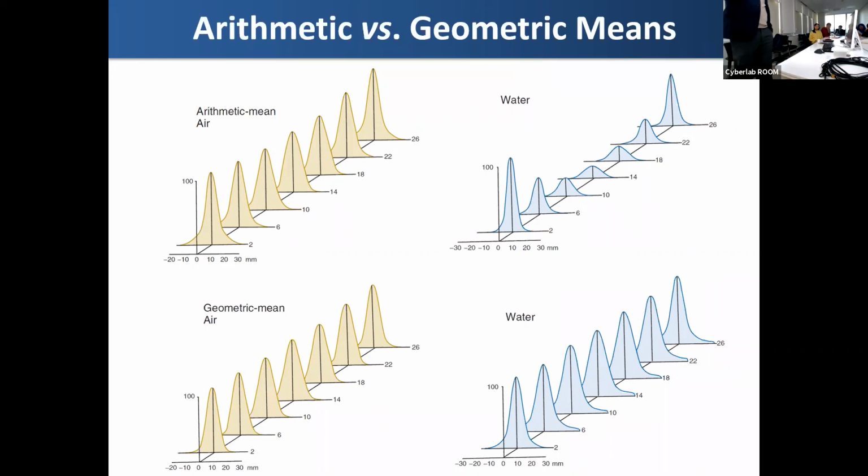So if there is no attenuating material, the arithmetic and geometric mean yield the same values regardless of the depth of the source. But if there is attenuating material, I mean if we measure inside water or something like that, only the geometric mean yields a more uniform value. So that is why we prefer to use the geometric mean. Okay?